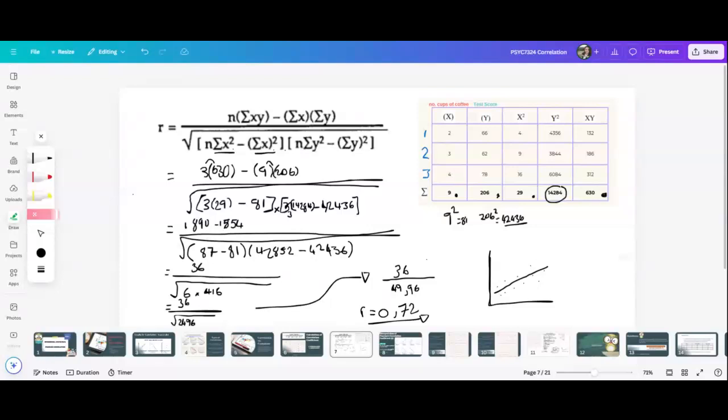So because it's a positive relationship, what would that mean in terms of this relationship between cups of coffee and test scores? Someone pop that into words for me. Because you will be asked that at the end of the day. You're never just going to end with the maths. You will always end with the interpretation of the answer.